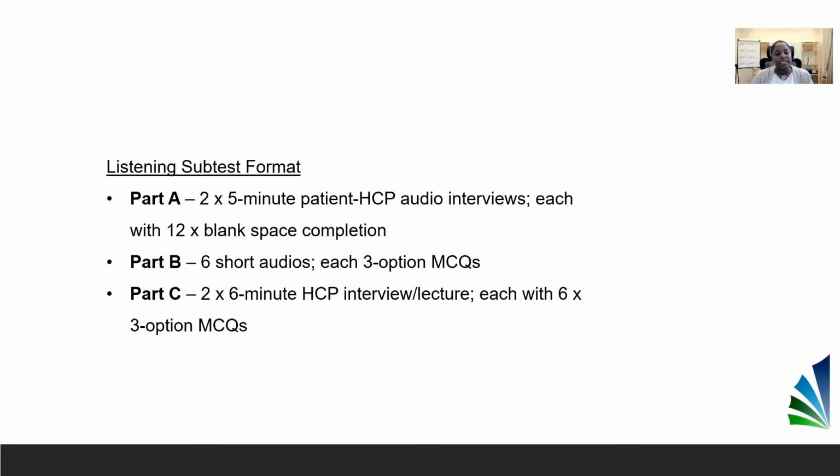And then, of course, part C, you have 2, again, longer audios, 6 minutes, approximately, these are all approximate, with a healthcare professional. It's either a lecture or an interview, but in the interview setting, the interviewer says very short bits, and the healthcare professional is the one who does far more speaking. And for each of those 2 longer audios, you have 6 questions each one 3 options.